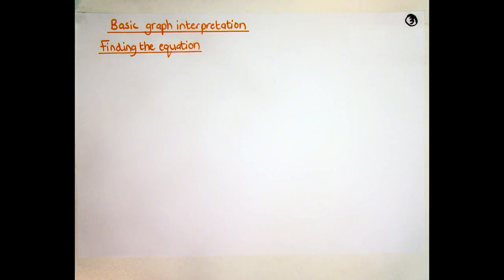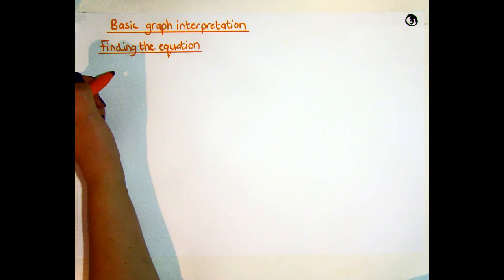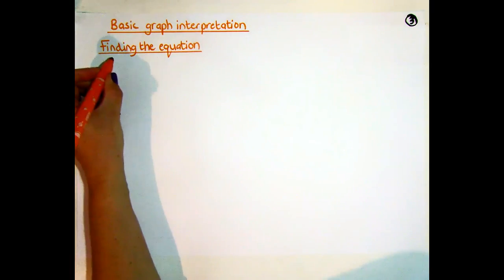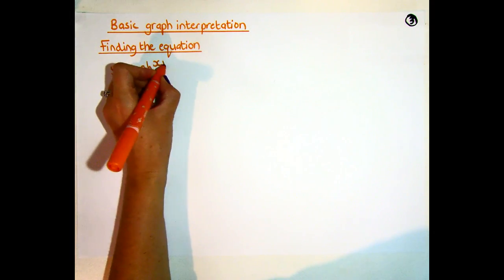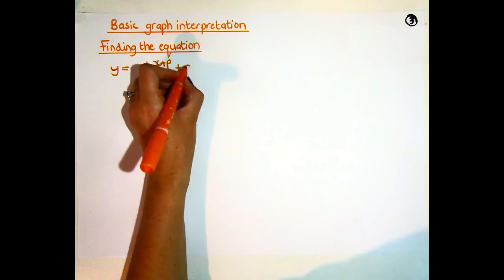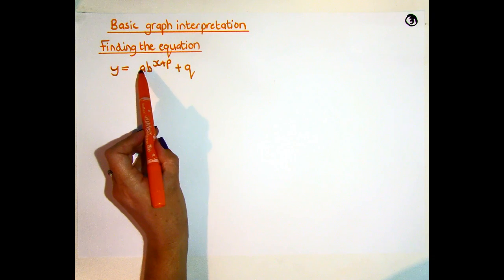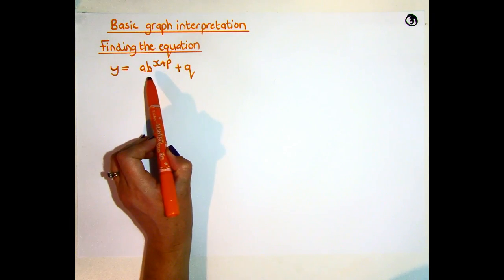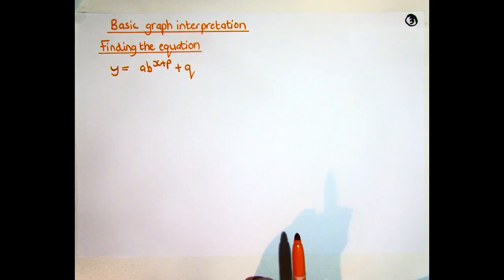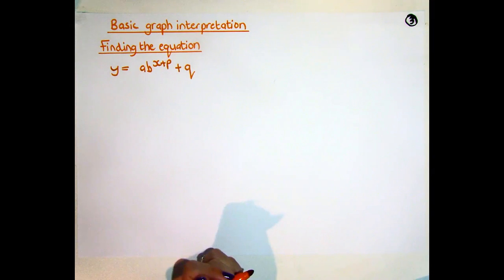When finding the equation for an exponential function, we've got to remember how it differs from the other ones, the formulas for parabola, hyperbola, straight line. You have y equals ab to the x plus p plus q. So you've actually got 1, 2, 3, 4 things that you have to find, which means they've got to give you more information than what they give you for a different function.